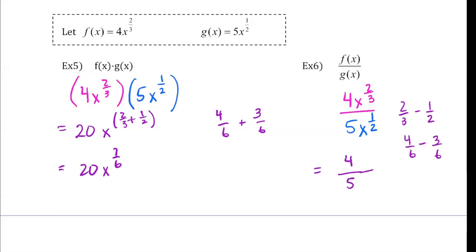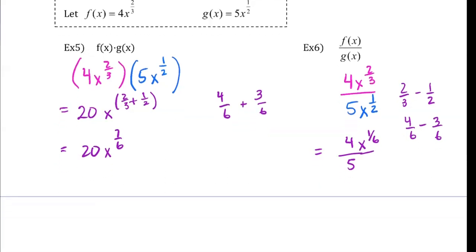And when you subtract the exponents, your answers go in the numerator first. If it happens to be negative, then in the next step, you can move it to the denominator. But for now, that is where it goes.